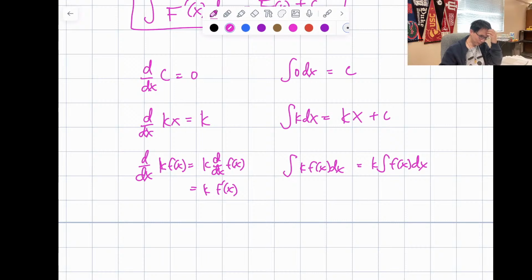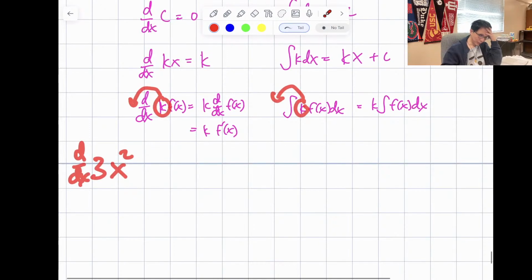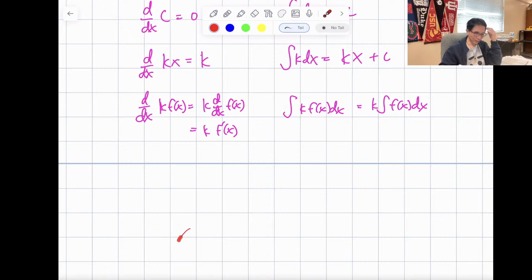Which one first one? I'm just saying this k can be taken outside the integral. Same thing like k can be taken outside of the derivative. Imagine you have 3x squared. If you take a derivative, that is going to be 3 d/dx of x squared. And that's going to be 2x times 3. That's equal to 6x. Does that make sense?